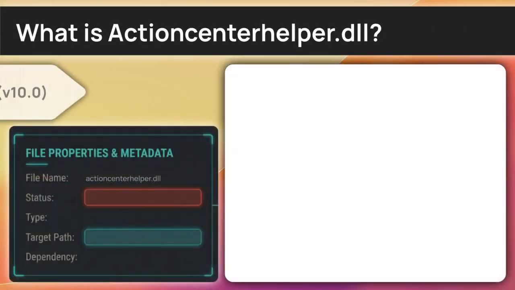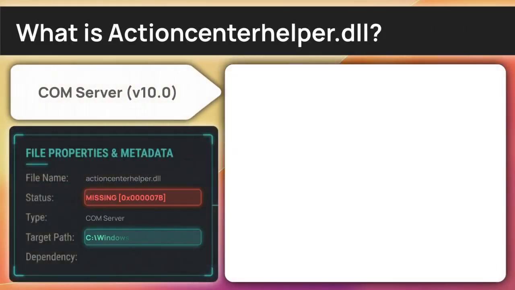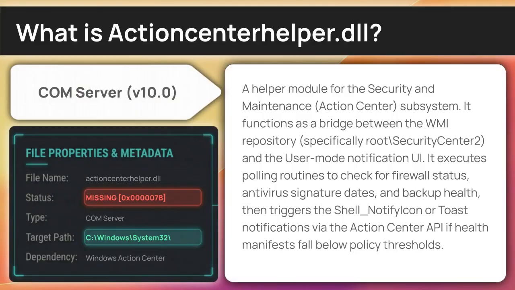This is the Actioncenterhelper, a helper module for the Security and Maintenance Actioncenter subsystem. It functions as a bridge between the WMI repository, specifically Root Security Center 2, and the user mode notification UI. It executes polling routines to check for firewall status, antivirus signature dates, and backup health, then triggers the shell notify icon or toast notifications via the Actioncenter API if health manifests fall below policy thresholds. Understanding the file's role is a great start.